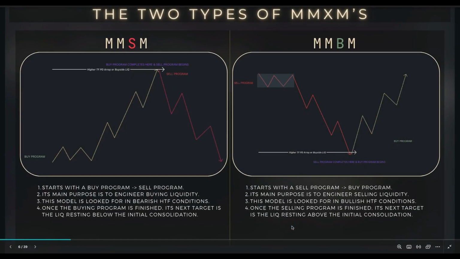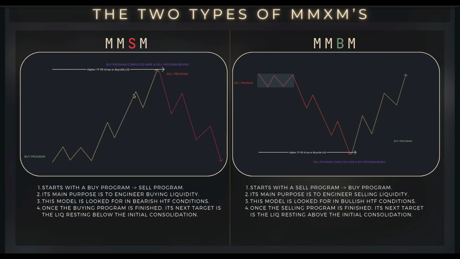Okay, so you have two types of market maker models. You have the market maker sell model and the market maker buy model. Don't confuse market maker sell model with sell program, and don't confuse market maker buy model with buy program. So for the market maker sell model, it starts with a buy program to sell program. So this area right here, all this is what's known as the buy program, and all this area right here is the sell program. Its main purpose is to engineer buying liquidity. In other words, its main purpose is to trick you into buying once it's going up.